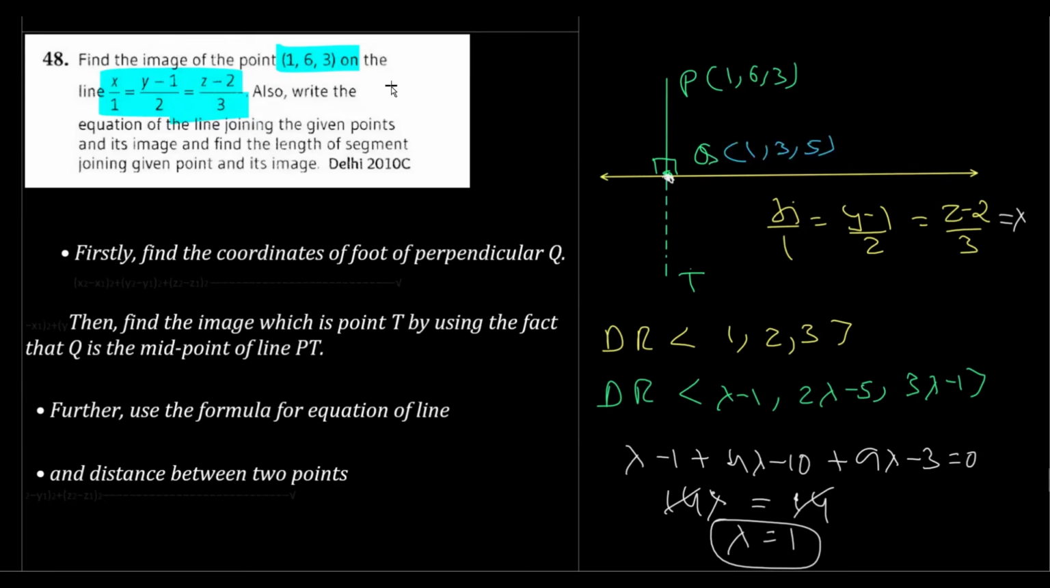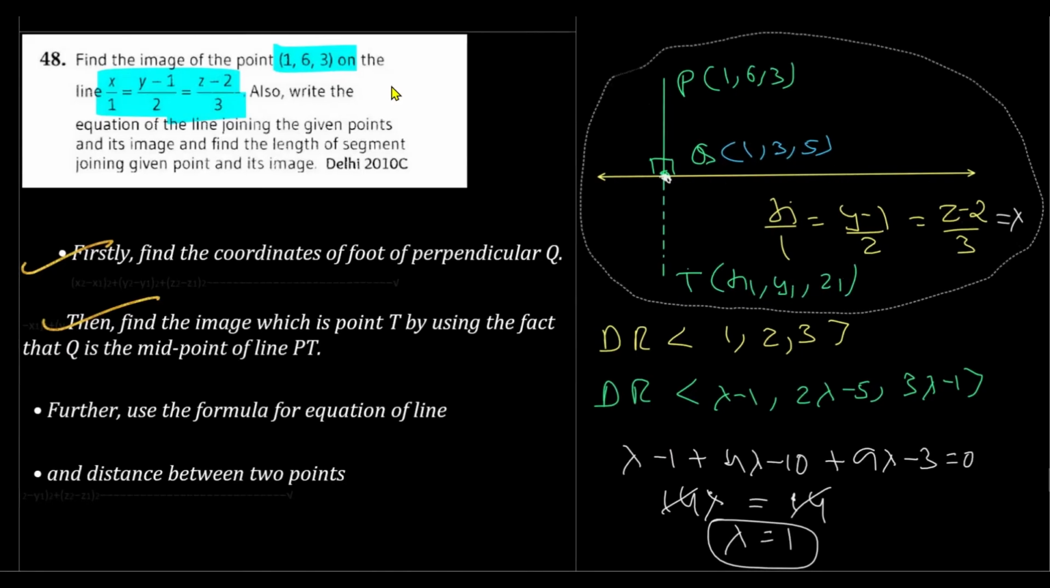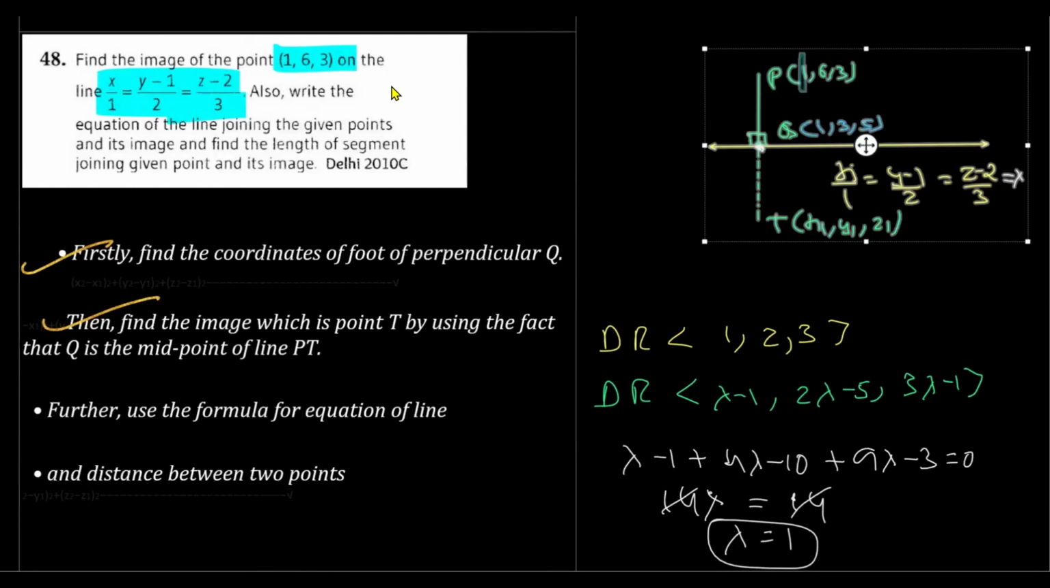As I said, the first step was finding the coordinates of the foot of the perpendicular, then finding the image of this point. T is the image over here. Let's say I take the coordinates of T as (x1, y1, z1). Now figure out how we are going to obtain this. Let's try solving in a single screen.